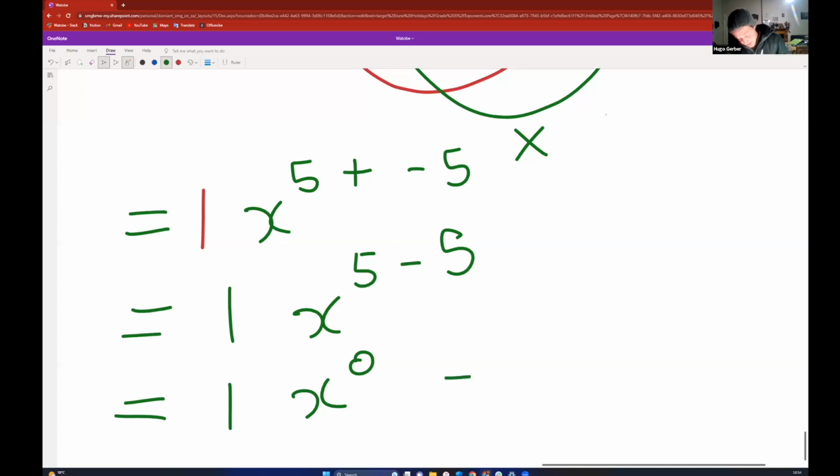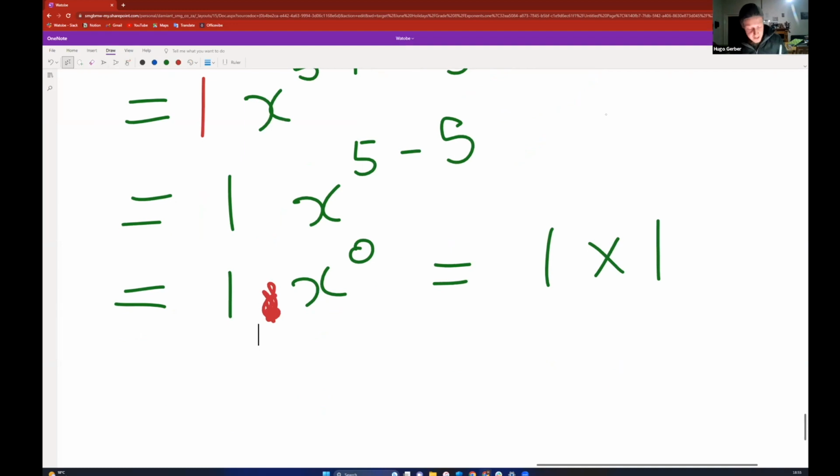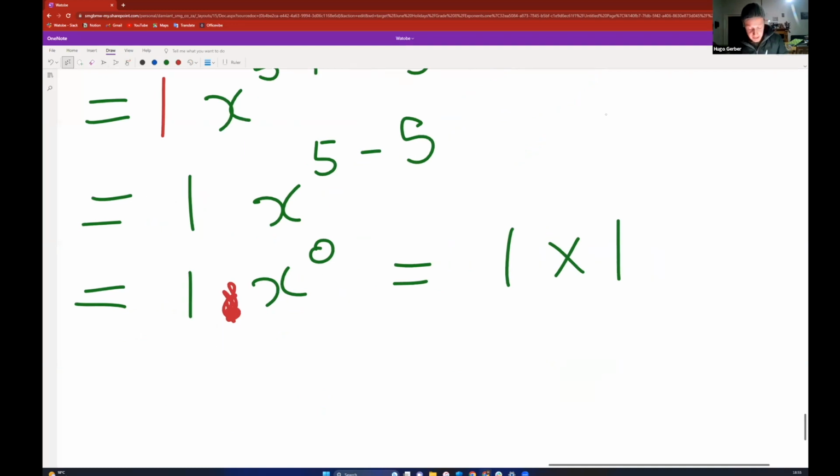Anything to the power of 0 is always 1. Okay? So that gives us 1 times 1. Because if there's no sign, like there is nothing here, it means multiply. So it's basically 1 times x to the power of 0. So now I'm just saying, and we know that anything to the power of 0 is 1. Now I'm saying 1 times 1. And please, in the chat again, give me 1 times 1. What's that going to be? It's gonna be 1. That's how I got my answer.